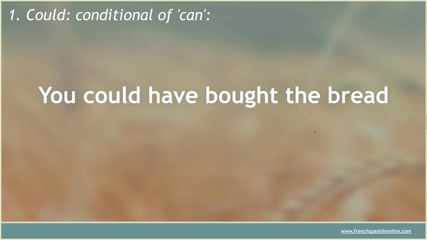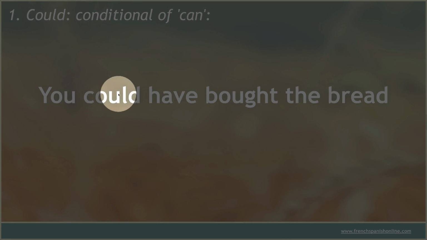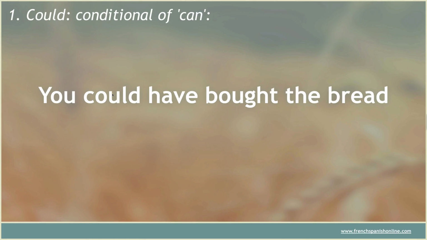You could have bought the bread. This one is interesting because it is past conditional. It is conditional, but a past event. And here, in English, we use could as an auxiliary verb. It's not possible in French, if you remember the lesson. In French, you've got two auxiliary verbs, to have and to be, no more. So how to translate you could have bought the bread?